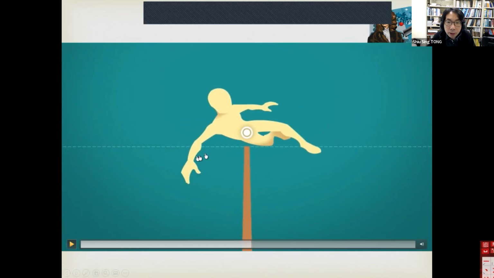Now this is the type of jump that people did before Fosbury. You see that the center of mass position is above the pole. So which kind of jump will save more energy? Of course, Fosbury's jump will save more energy, because it only requires a lower position of the center of mass.